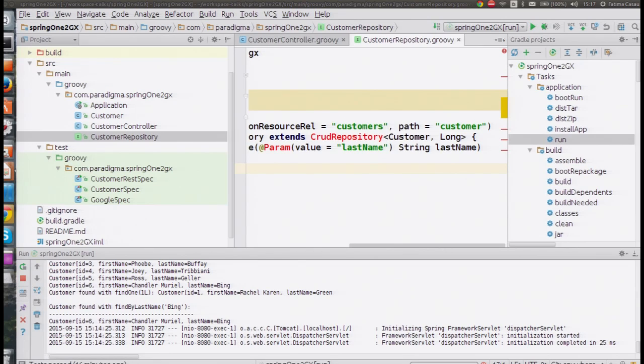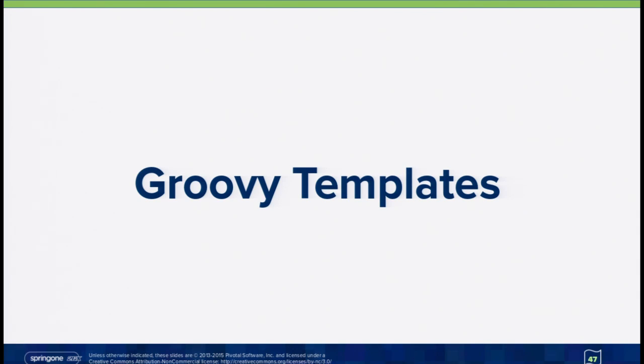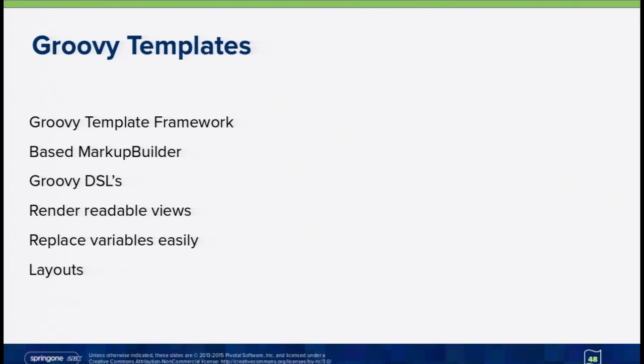I continue with Groovy templates. Another possibility is the use of Groovy templates. The Groovy template framework is based on a markup builder that permits a pretty and easy way to write readable Groovy views using Groovy DSLs. It also provides an easy way to replace variables in the view. You can use layouts in Groovy templates as we are going to show in the next example.